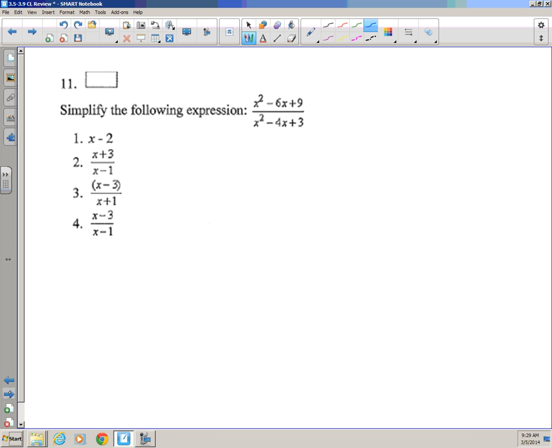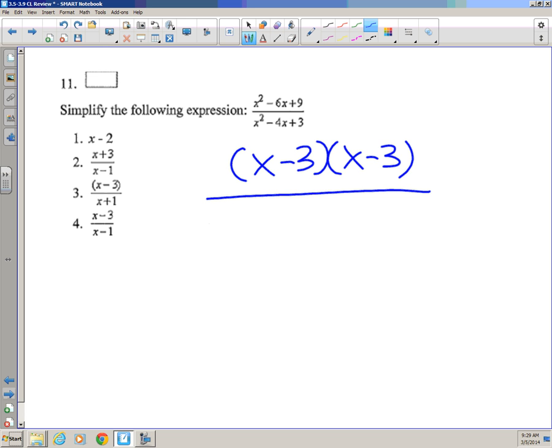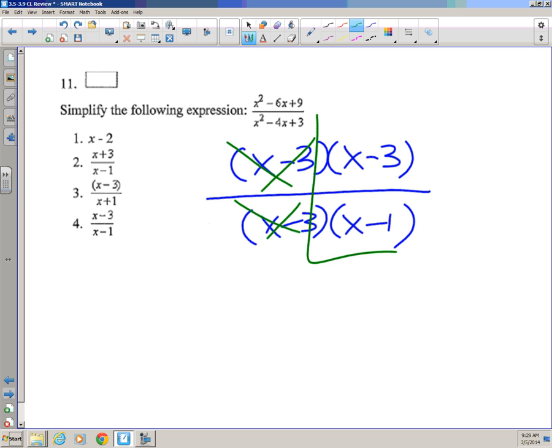11, simplify. I am top, I am bottom. X minus 3, x minus 3. The bottom becomes x minus 3, x minus 1. Goodbye here, goodbye here. Final answer, in this case, choice 4.